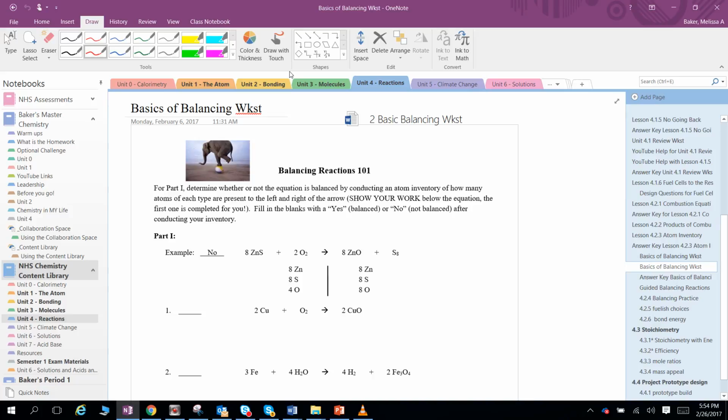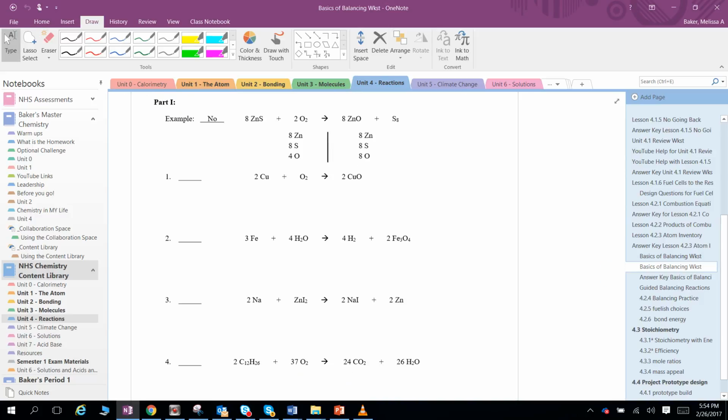Let's do a little practice with balancing reactions. I recommend trying this on your own first until you get stuck and then using the video. So for the first half of this worksheet, it just wants us to do an atom inventory. So it wants us to tell you if the reaction is balanced or not.